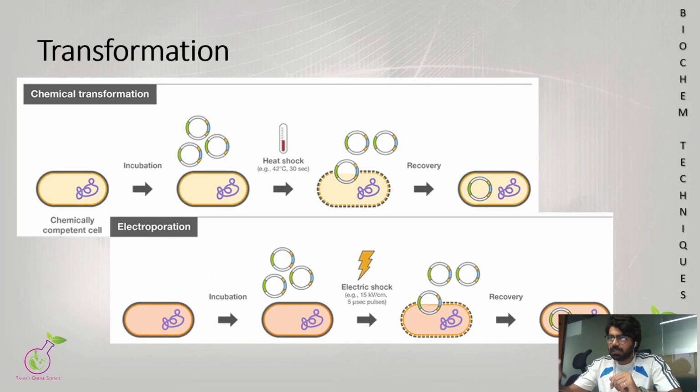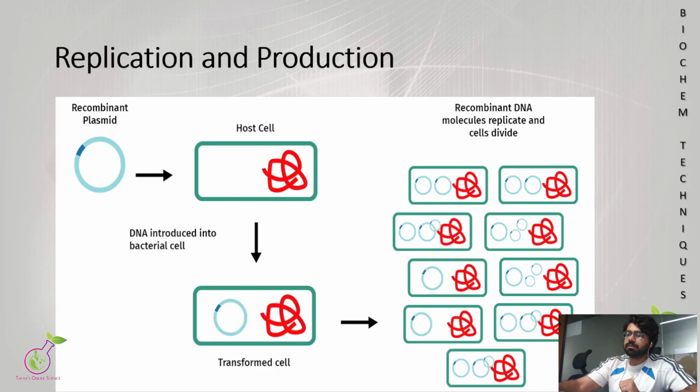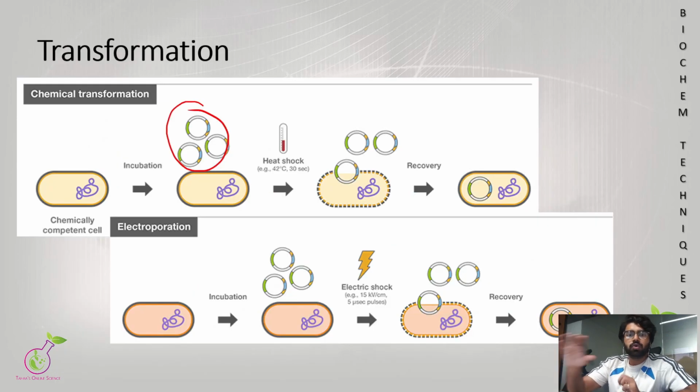Okay. The next step is transformation. So transformation is what? Only the addition of DNA molecule inside a cell. The cell could be bacterial cell, the cell could be fungal cell, the cell could be viral cell, the cell could be mammalian cells as well. So there are many methods to transform a DNA molecule inside a cell. Okay, so one of the methods is chemical transformation.